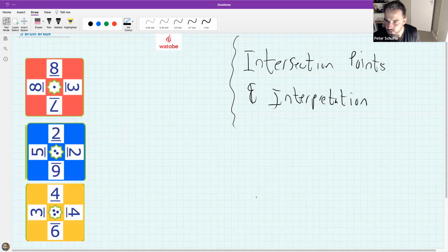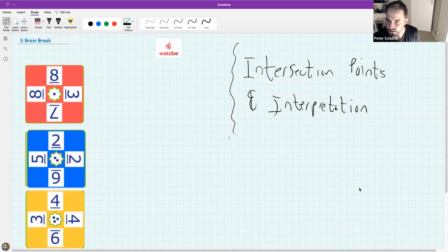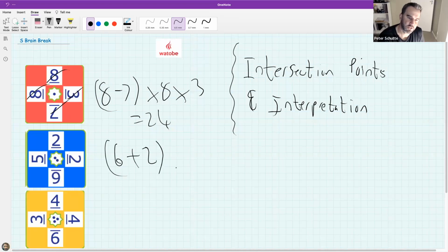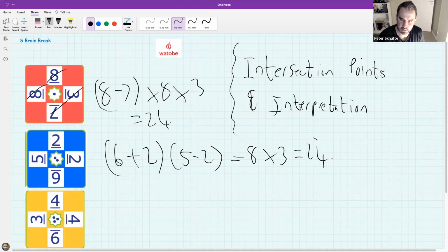Okay, let's have a look. So Paul, I feel like you have got the red one. So 8 minus 7 is 1 times 8 times 3 is 24. So that's perfect. Caitlin has said 6 plus 2 gives me 8. And then 5 minus 2 gives me 3, which gives me 8 times 3, which is 24. And Sonic has also got the red one. And Kitsaw, it appears, has got the yellow one.